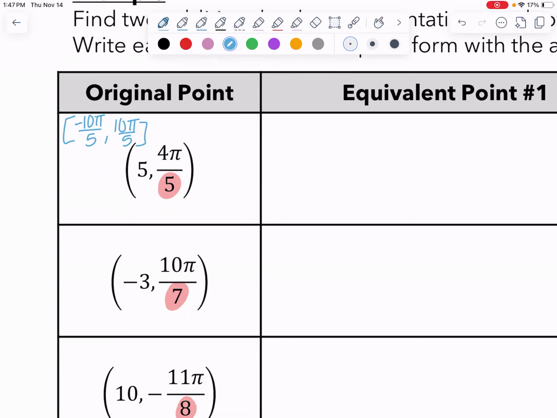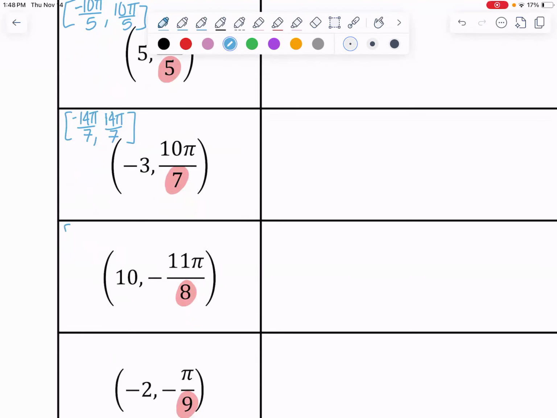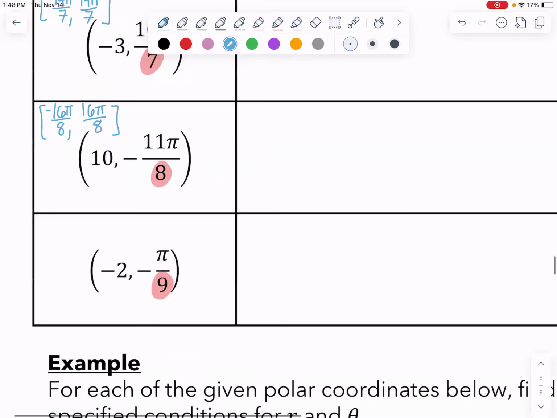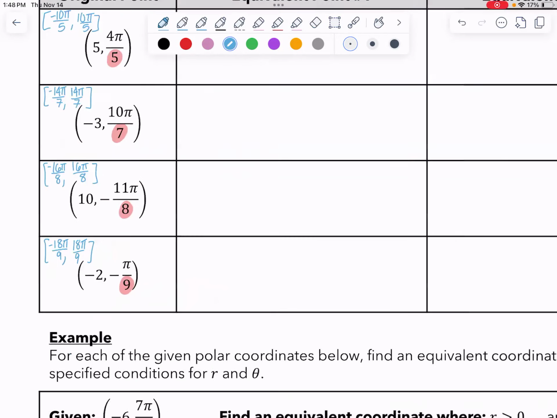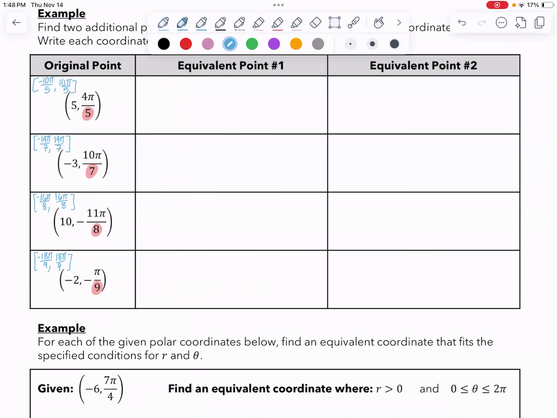So I finished writing the negative 10 pi over 5 to positive 10 pi over 5. For the denominator of 7, that's going to be negative 14 pi over 7 to positive 14 pi over 7. For 8, it's going to be negative 16 pi over 8 to positive 16 pi over 8. And for 9, it's going to be negative 18 pi over 9 to positive 18 pi over 9. Okay, I promise those will come in handy.